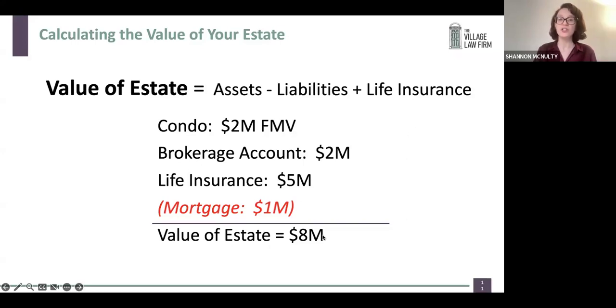And then what you would do is say you had $7 million of estate tax exemption, then that means that $1 million would be subject to tax at the federal level. And in New York, that entire $8 million would be subject to estate tax.